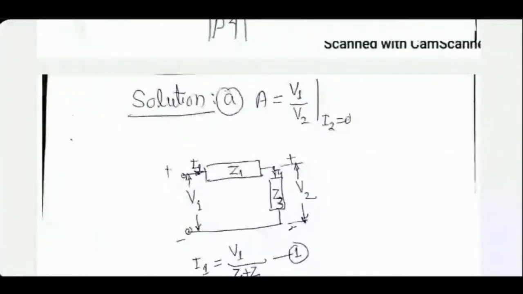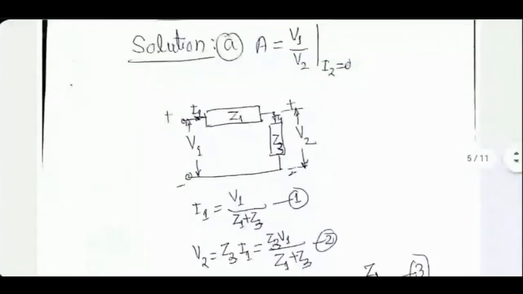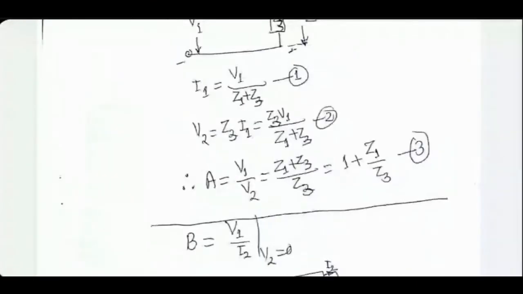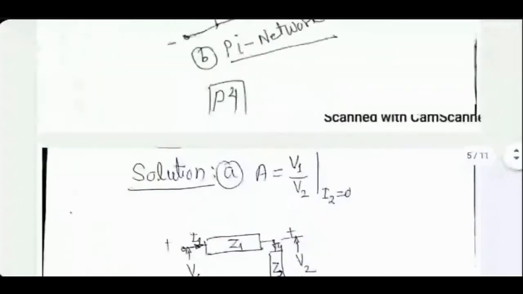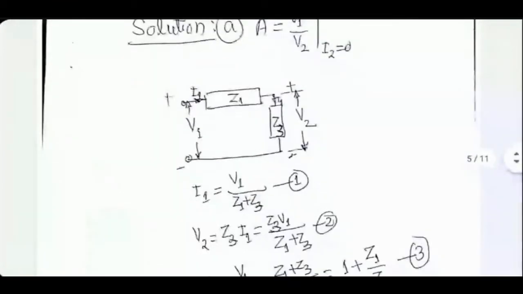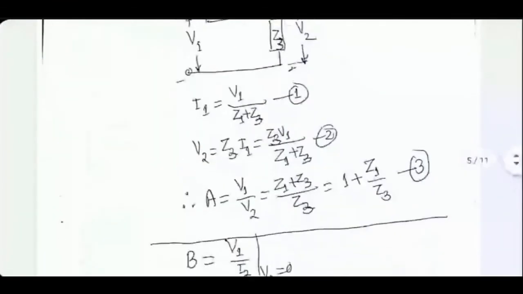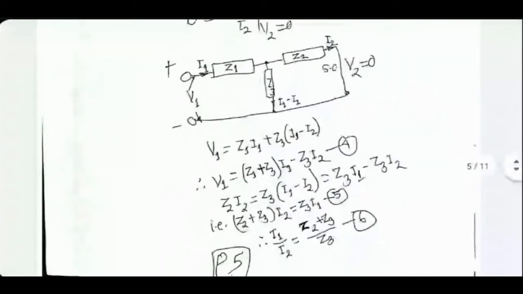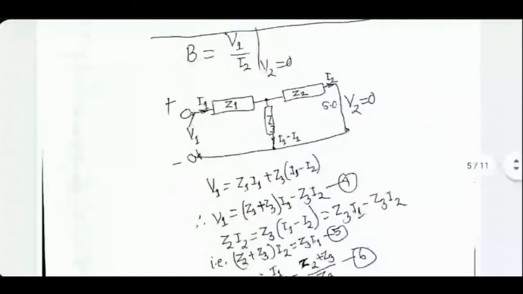So V1 divided by V2 can be figured out. It turns out to be Z1 plus Z3 divided by Z3. It's a potential divider essentially. Okay, so A is quite easy to figure out. B is a little more interesting. V1 divided by I2 when V2 is 0. So I'm putting a short circuit in the output.